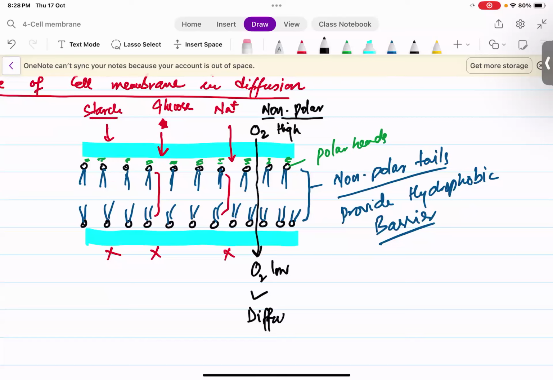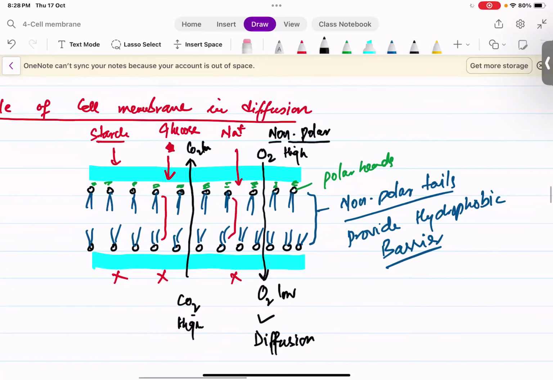Okay. Similarly, carbon dioxide can also diffuse out of it. If this is carbon dioxide here, for example, it has high concentration here and low concentration here. So carbon dioxide will diffuse out, and this will be diffusion again. Ethanol, glycerol, steroid hormones, etc. These are non-polar substances, and they can diffuse through the phospholipid bilayer.